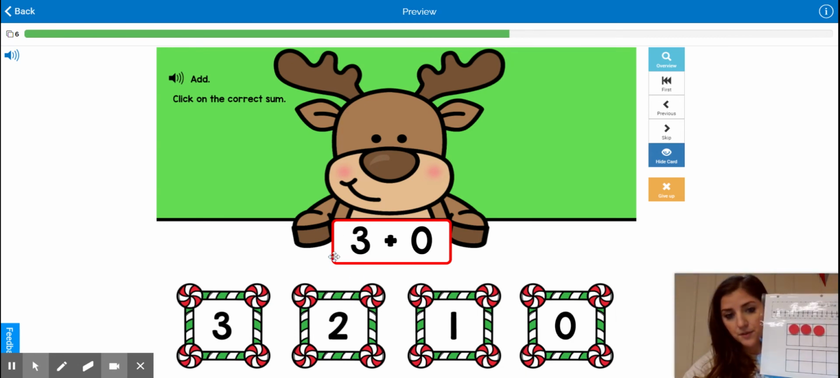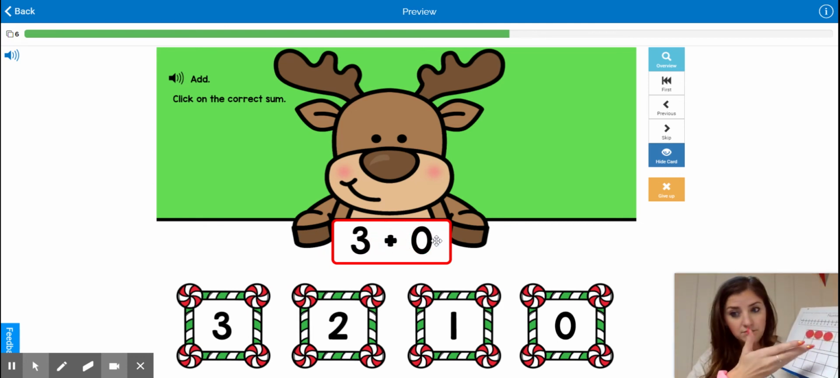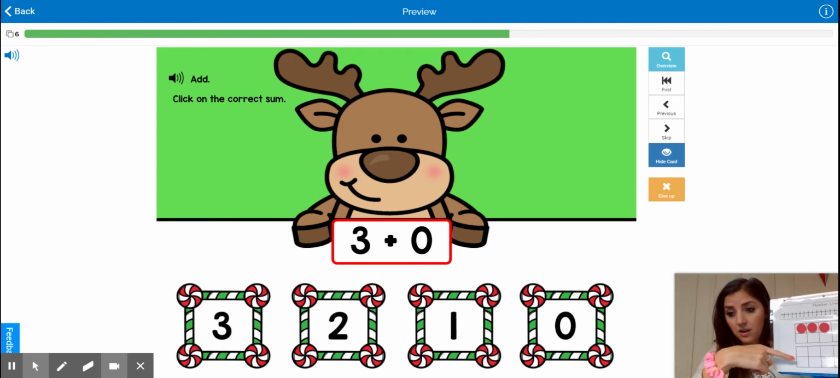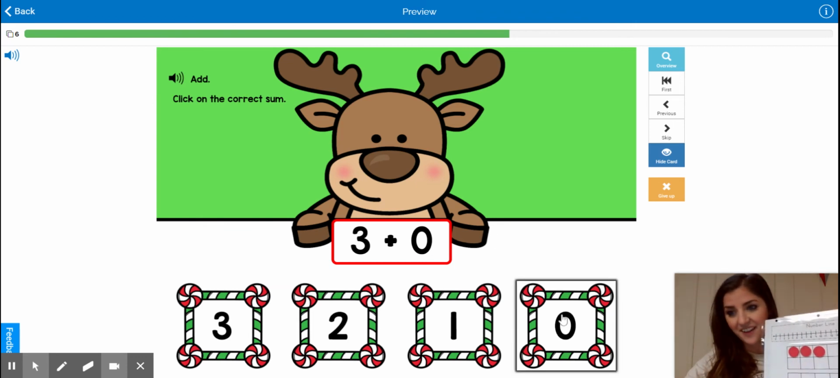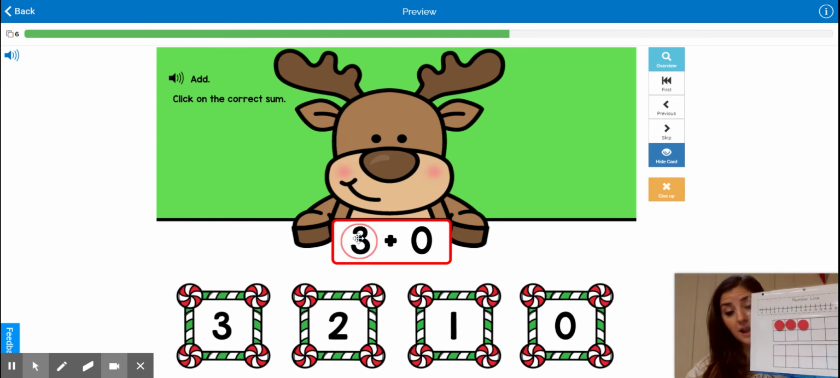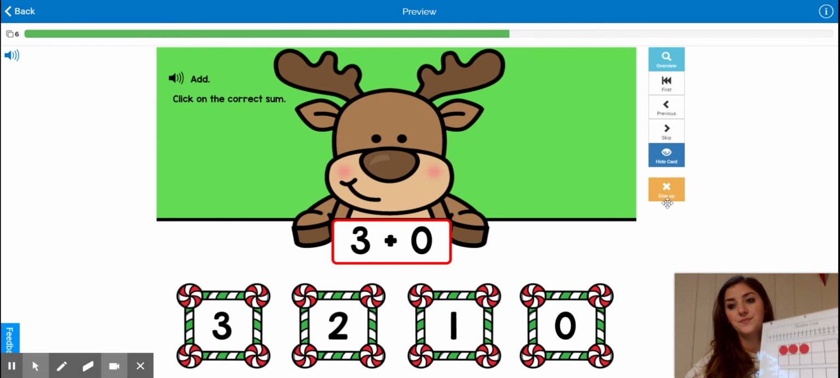I have a group of 3 and I'm going to put it together with a group of 0. Well, my group of 0 doesn't have anything. I can't move it. So 3 plus 0, it's still 3. 1, 2, 3. A lot of times I know we see 0 and we just think, okay, there's nothing. But remember, we had 3 to start with. We didn't take them away. We were putting them together or adding them with 0.